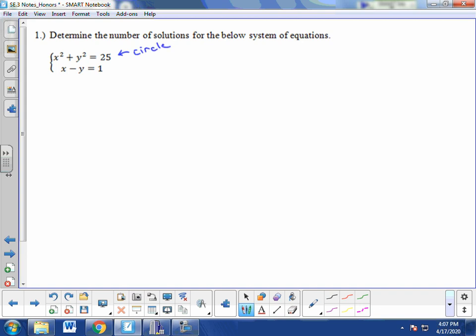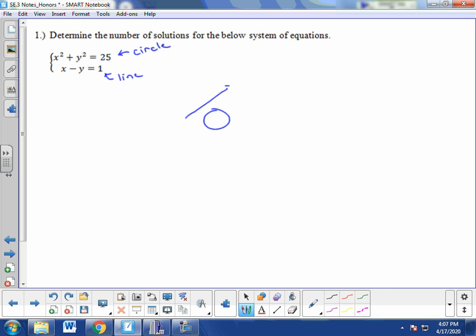And then this bottom equation is going to be a line. So they fit the circle and line forms. We could rewrite this in y equals mx plus b form if we wanted to. We will eventually. But this is going to be a circle on top, and this is going to be a line. So circles and lines, we could have a circle, for example here.